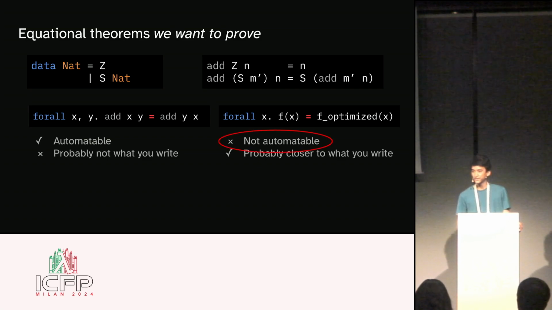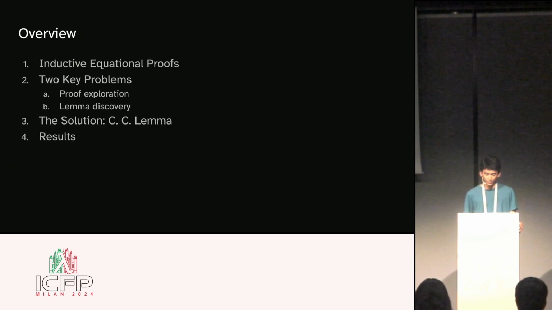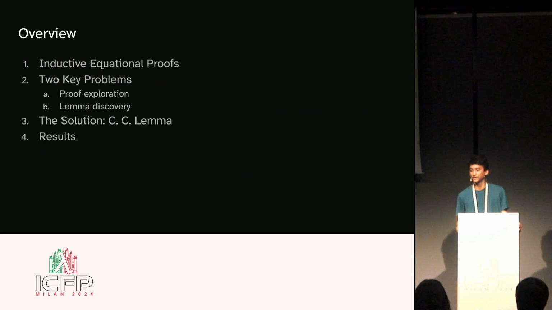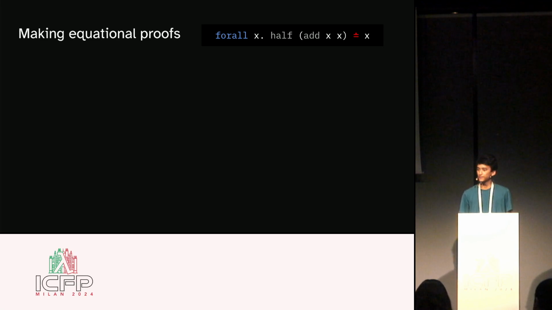So the focus of this talk today is on this not automatable part. And what I'm going to walk you through in 4 sections is an example inductive equational proof, just so we're all on the same page. And then I'm going to highlight the problems with it and how we address those in our paper. So let's first start by talking about how you can make equational proofs. And for the rest of this talk, I'm going to use this as my running example. Half applied to add of x to itself gives back x.